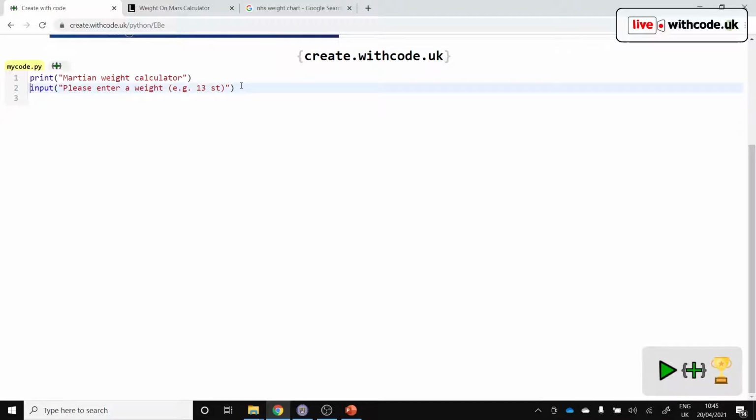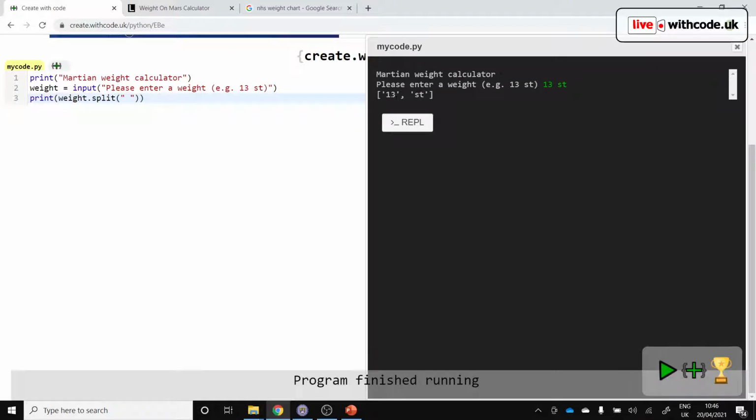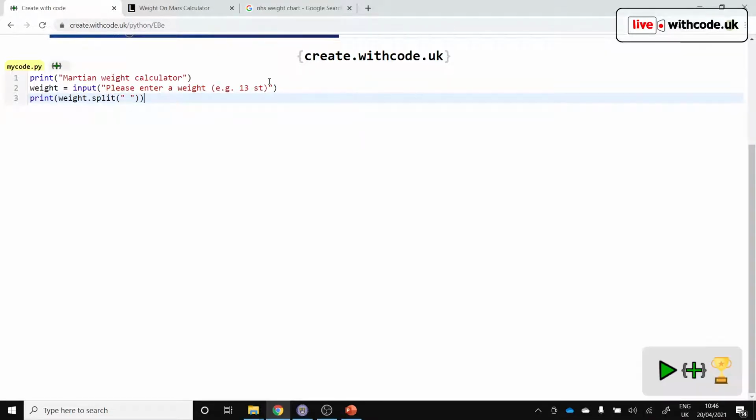If you ask a question, it's rude not to listen to the answer, so we'll store the result as weight. And it's important that we make people put in a space between the amount, for example 13, and the unit, for example ST for stone, because then we're going to split that into two sections. We're going to have the section to the left of the space and the section to the right of the space. So weight.split with a space in there at the moment will be a list containing two items, the thing on the left and the thing on the right. We can then access those separately and process them separately.